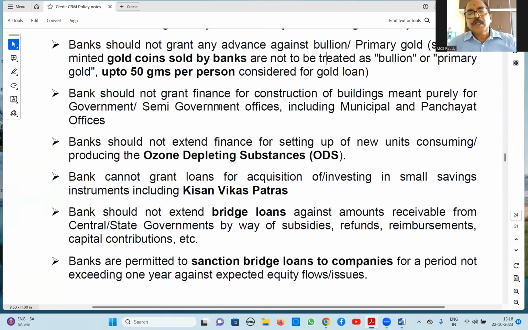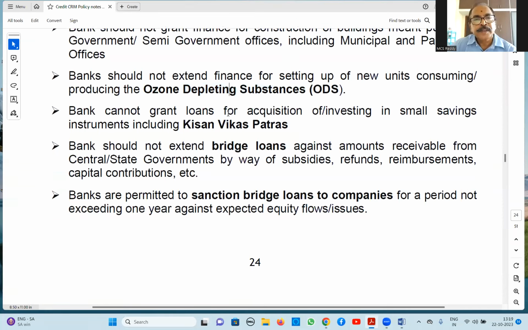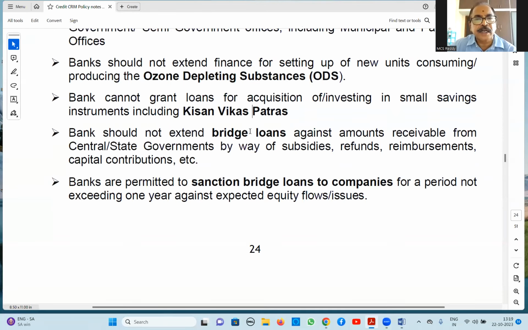Next, if government offices construct for their own self use, no loans to government departments for own buildings. Next, no loans for ozone depleting substances. These are things like refrigerants, and so on, ozone depleting substances. Against those we should not lend. Their guidelines are there. No loans for acquiring Kisan Vikas Patras, etc.